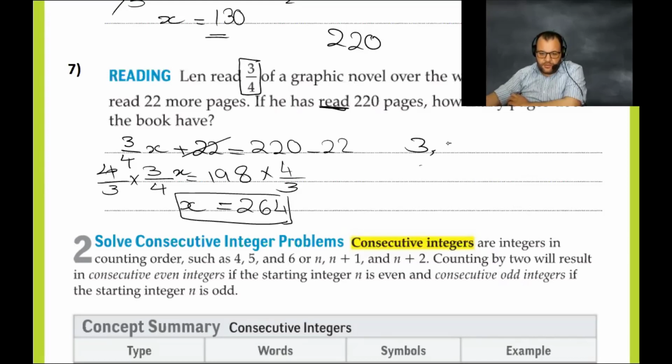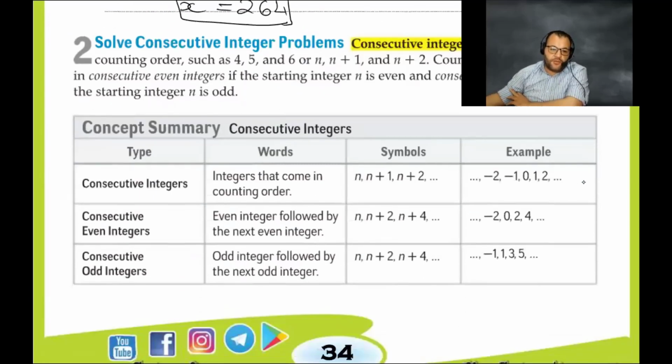If I start from n, the next is n plus 2, then n plus 4, then n plus 6, and each time you add 2. Is that right? Yes, that is the meaning of consecutive numbers.